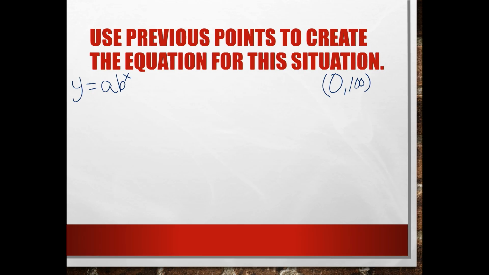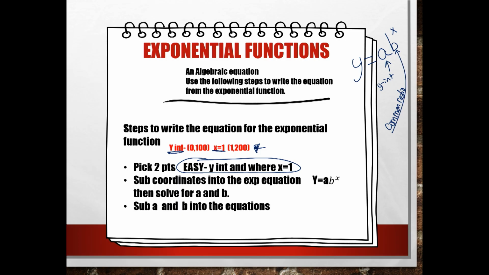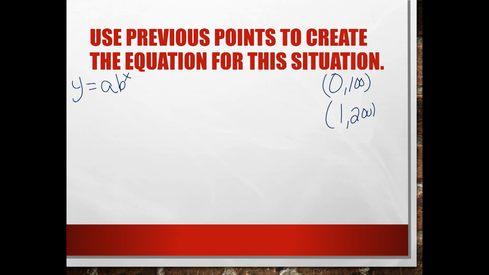Because that's what it told us. And then we're using 1, 200. Now, let's go back a slide. Make sure 0, 100, 1, 200. So, yep, there's where we're at. So then what I'm going to do is solve for my a and my b.